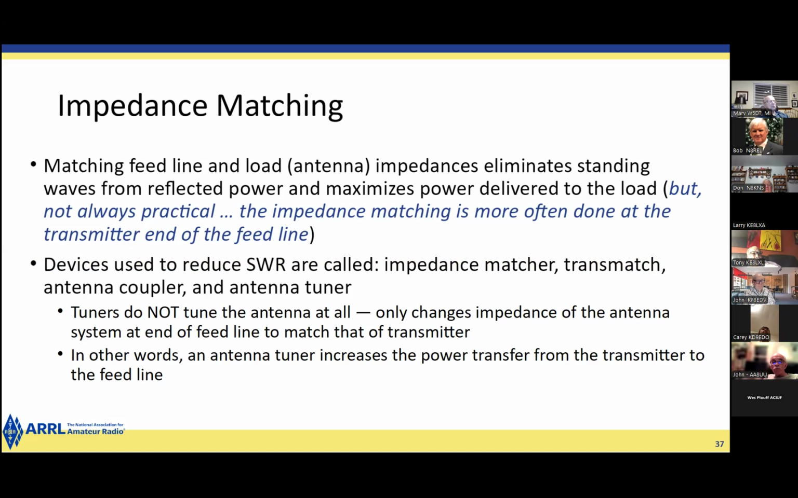Now, they don't really tune the antenna. It only changes the impedance of the antenna system at the end of the feed line to match that of the transmitter. In other words, an antenna tuner increases the power transfer from the transmitter to the feed line. It doesn't make your antenna any more efficient. If you've got a high SWR and you're able to match it so that your radio will work, that doesn't necessarily mean that you've got a great antenna.